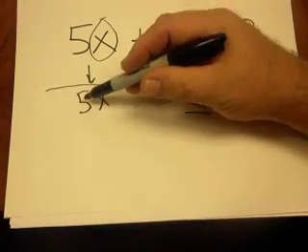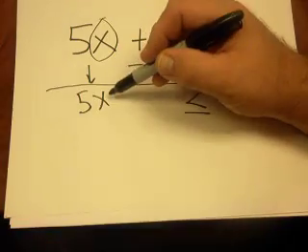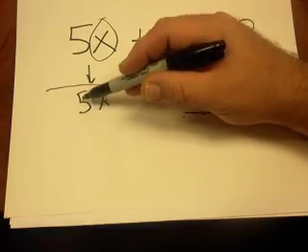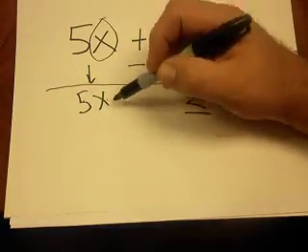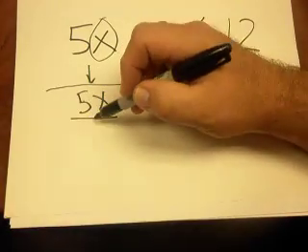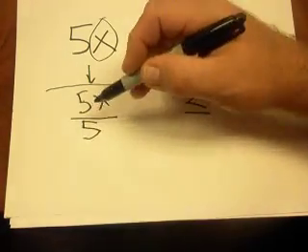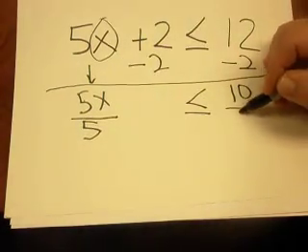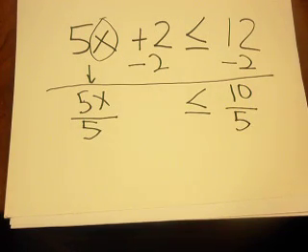So now I need to get the 5 out of there. I want to get the x by itself. The relationship between the 5 and the x is multiplication, so I do the opposite. I divide. I divide this side by 5, and I'm going to go ahead and divide this side by 5 to keep it in balance with the pony rule.